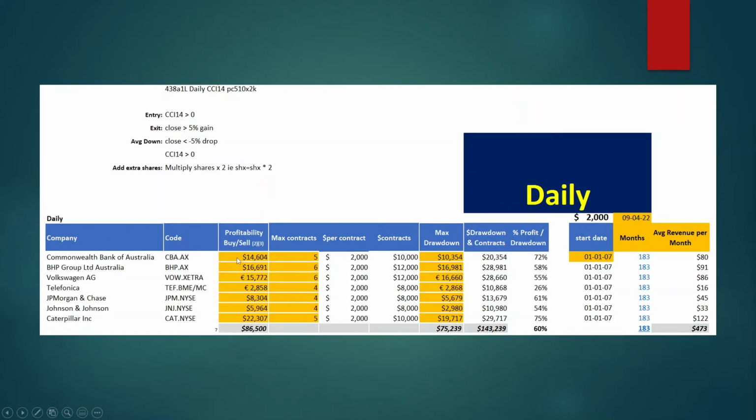And again, just be mindful, some of these are Aussie dollars, some in euro, and some in US dollars. But I'm just summarizing all in dollar terms, but there'll be a mixture of currencies in there, just to keep it simple as an example.